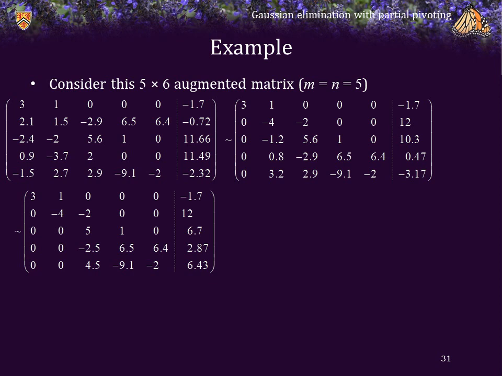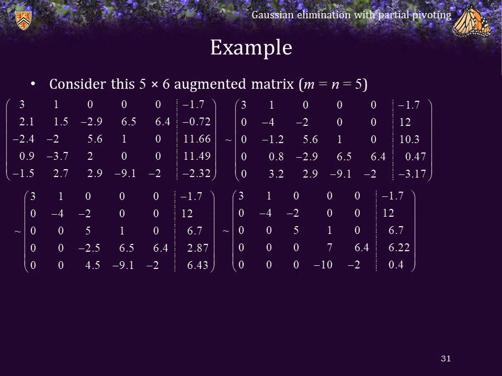Looking at column 3, we find that the largest in magnitude entry, that is a leading non-zero entry, is already at row 3, so we don't have to do anything. Therefore, we will simply proceed to eliminate the subsequent leading non-zero entries. So we will add 0.5 times row 3 onto row 4, and we will add negative 0.9 times row 3 onto row 5. That gives us this matrix here.